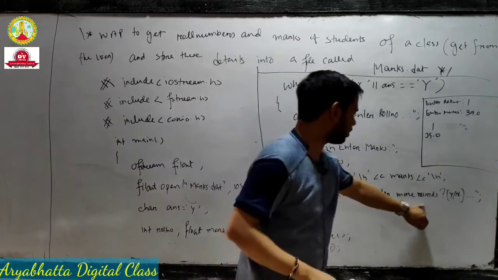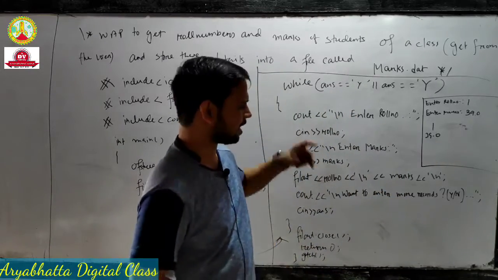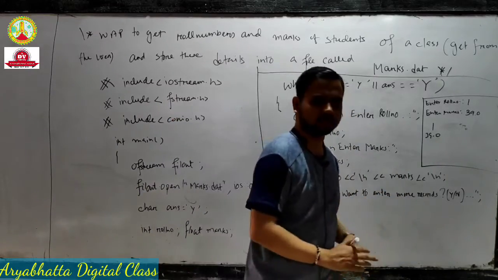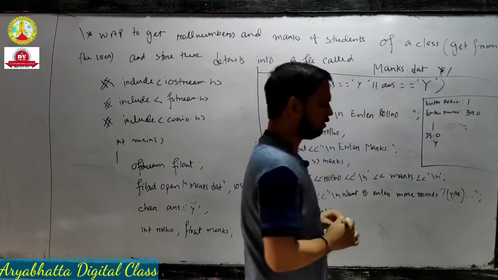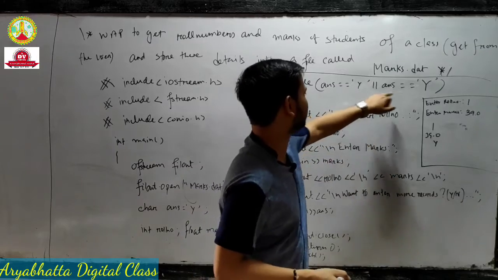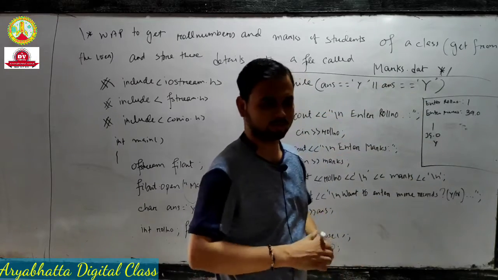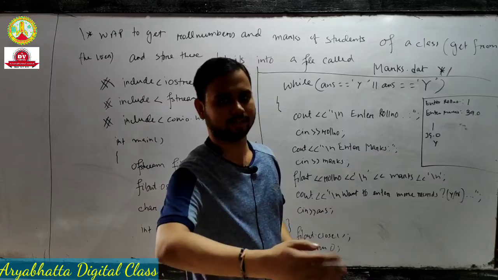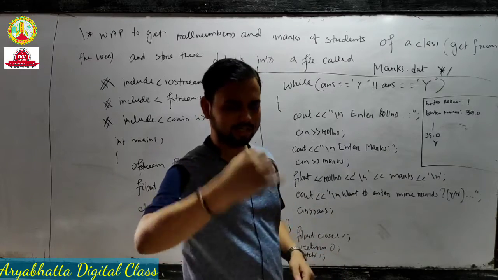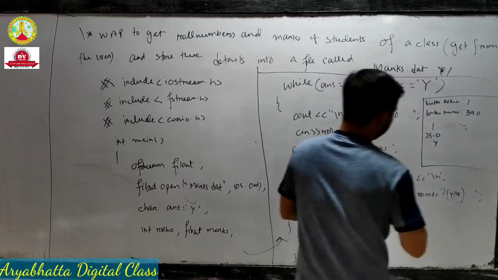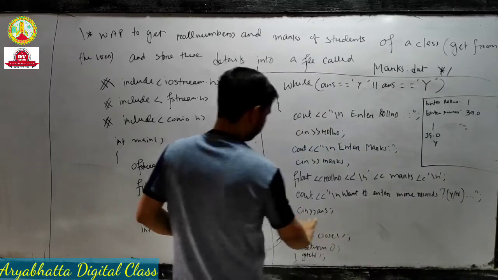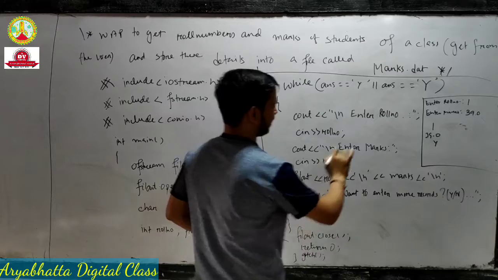Want to enter more records? The program asks you that. Then if you press y, any y, capital Y or small y, that's why we write capital Y or small y, it means you have to go further and enter the details again. If you press y, then again the loop runs and comes back to enter roll number.